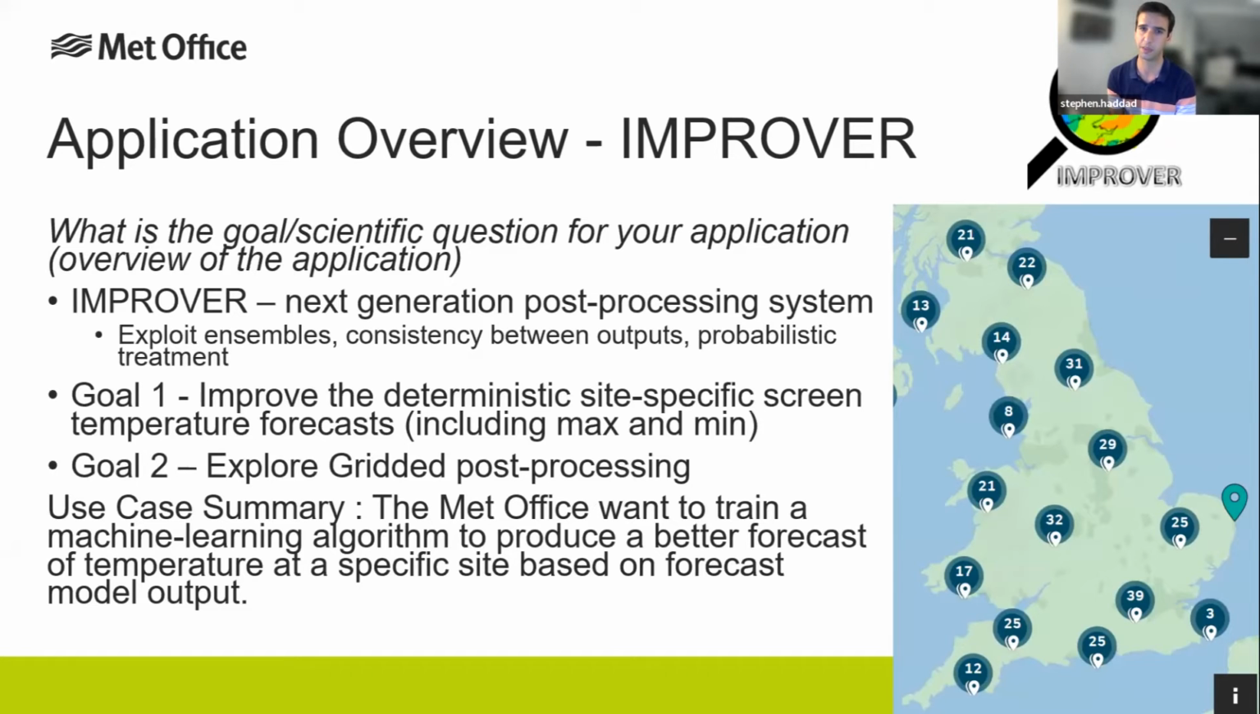So this particular project within that was to use machine learning to improve skill scores on our site-specific screen temperature forecasts. That was the initial goal, but also to explore doing post-processing on various variables in a gridded way, so to improve that consistency between outputs.